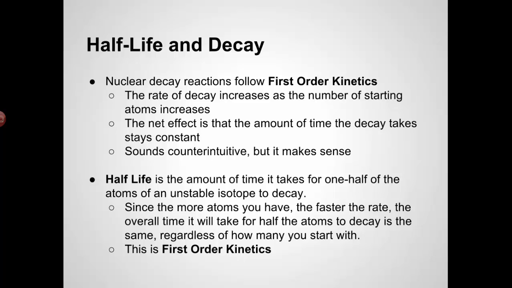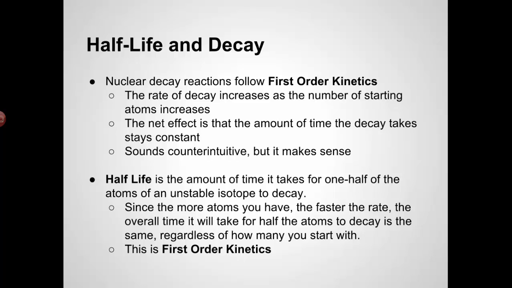Nuclear decay reactions follow something called first-order kinetics. And what that means, without getting too into it right now, is that the more starting atoms you have, the faster they will decay. But that means that if you increase the number of unstable isotope atoms at the beginning and they decay at a faster rate, the amount of time it takes for that decay to happen basically doesn't change. It's constant, because the more you have, the faster it goes. And so the amount of time it takes for those to all decay is about the same, regardless of how much you have. It sounds weird and counterintuitive. It sounds like it shouldn't make sense.